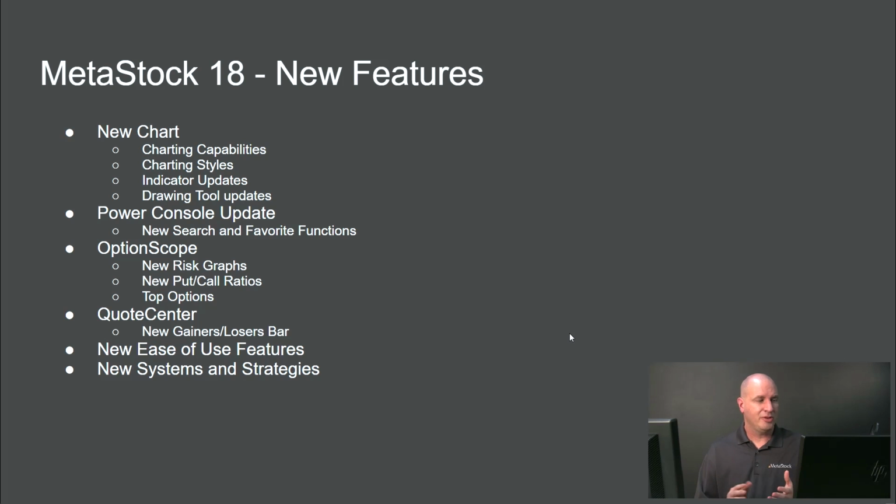Inside the Power Console, we've put in some new search and favorite functions. Optionscope, as I mentioned, has new risk graphs, put call ratios, top options, and top volume is also in there. We've got Quote Center, new gainers, losers bars, the ease of use features, and some new systems and strategies. So we're going to cover all that through today's presentation.